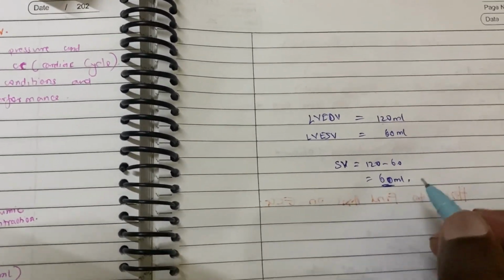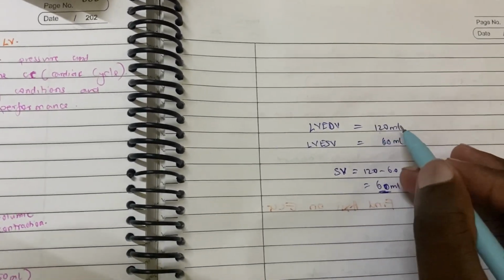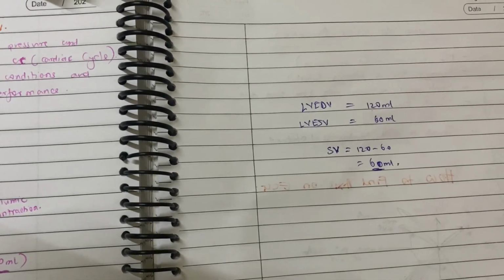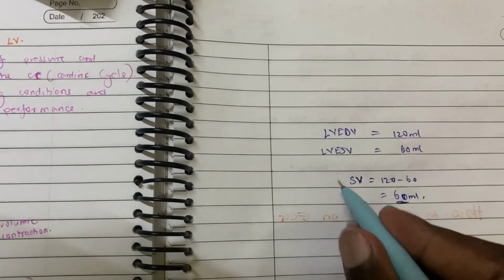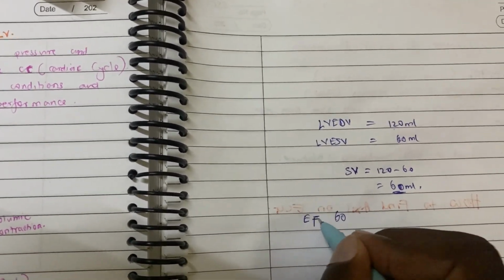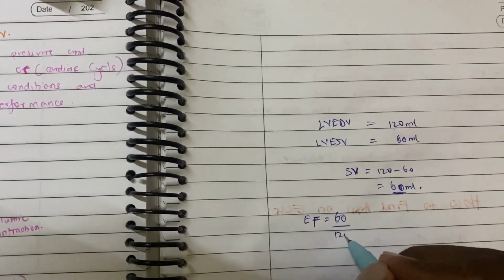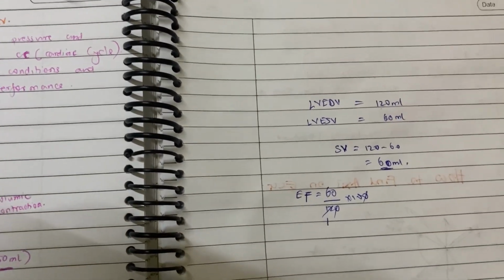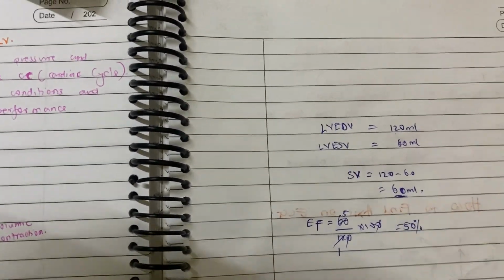So ejection fraction is how much of the end-diastolic volume has been pumped out of the LV. So how much in percentage? To convert this into percentage, we get EF equals 60 over 120 times 100, which is 50%.